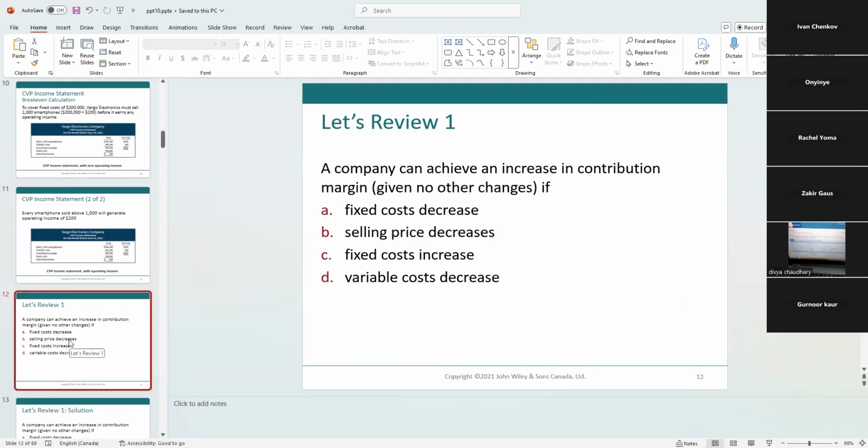So let's see what you think about this. If I want to increase my contribution margin, what do we have to do? Variable costs decrease. D. The variable costs decrease. Okay, let's think about it.